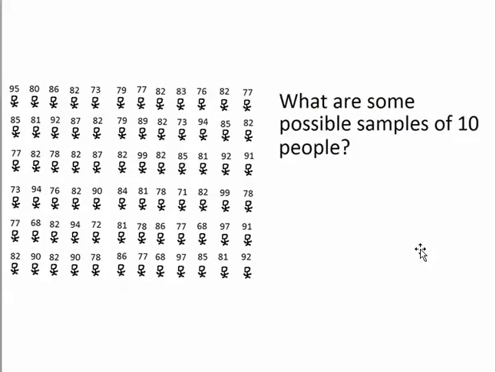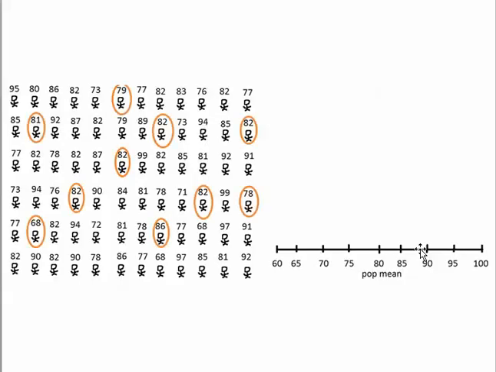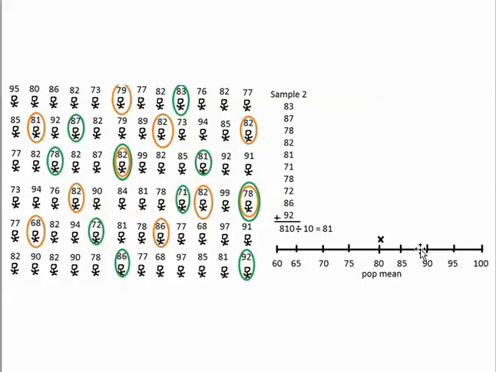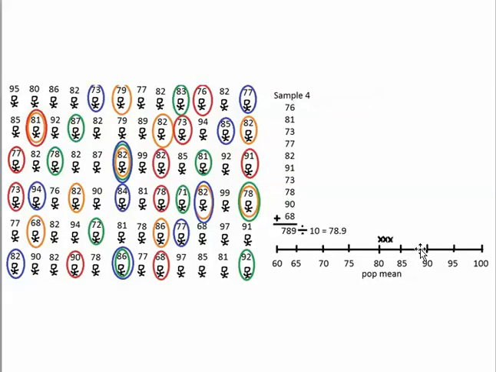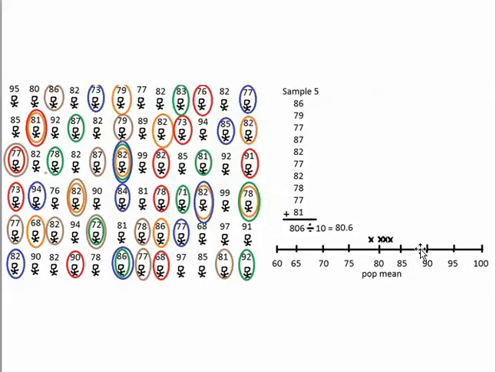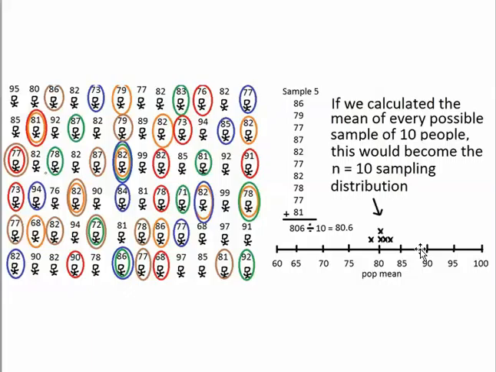So if we wanted to calculate a sampling distribution for a sample size of 10, we would have to calculate the mean of all possible samples of 10, meaning all possible combinations of 10. So there's one combination. If you add their scores and divide by 10, you get the mean of that sample. The green one is a different possible sample. Their mean is right there. The blue is a different one. Their mean is right there. So here's some different means of some different possible samples.